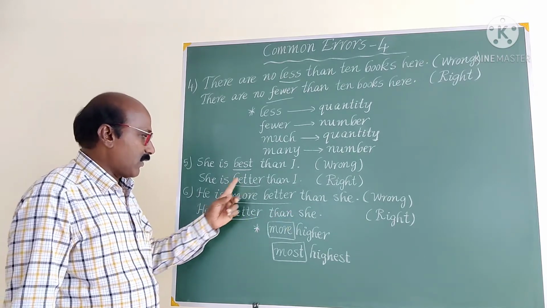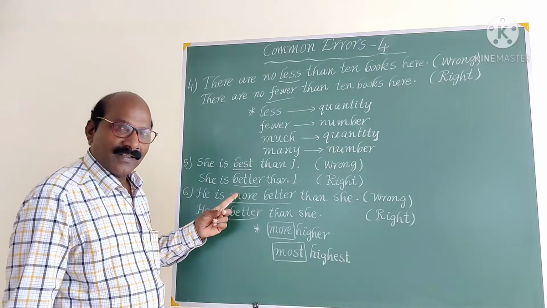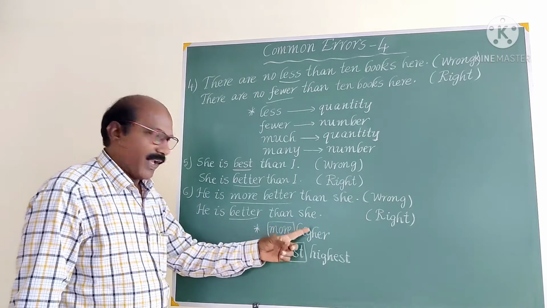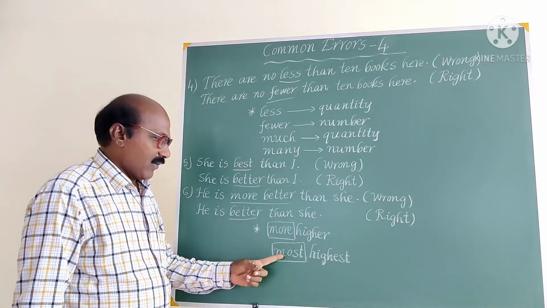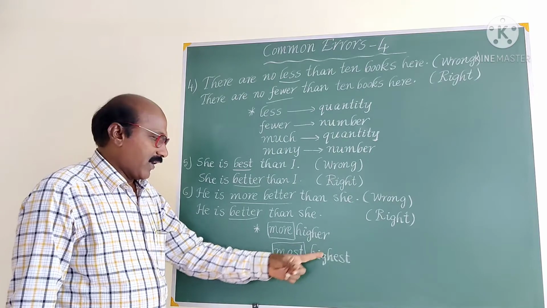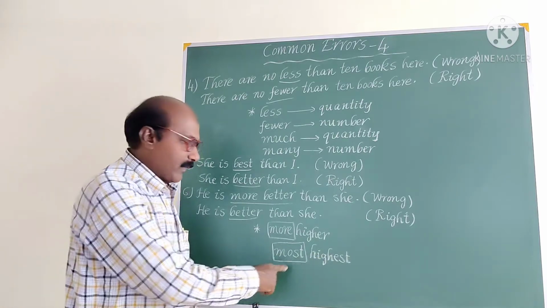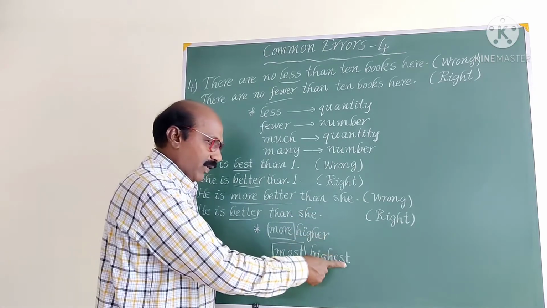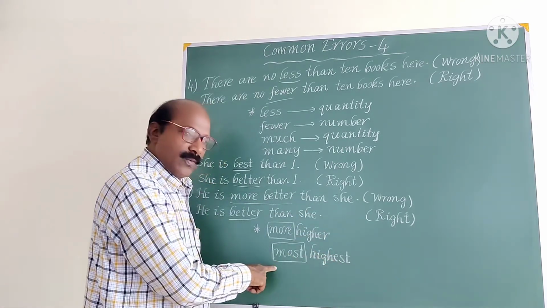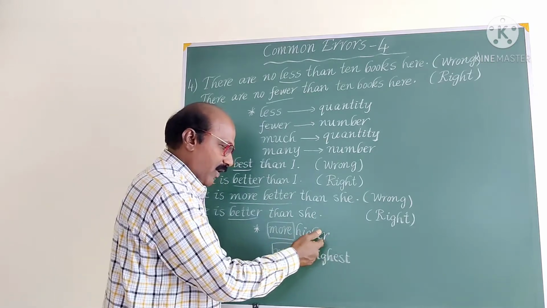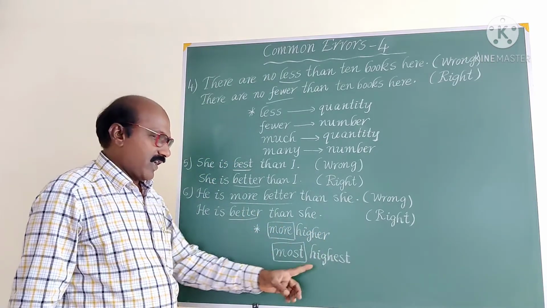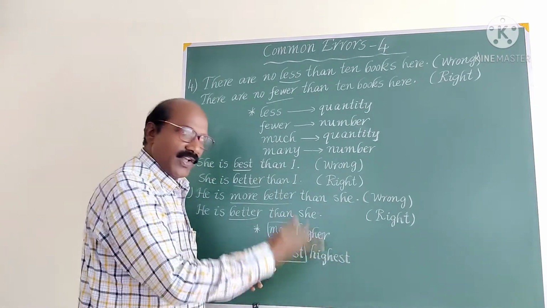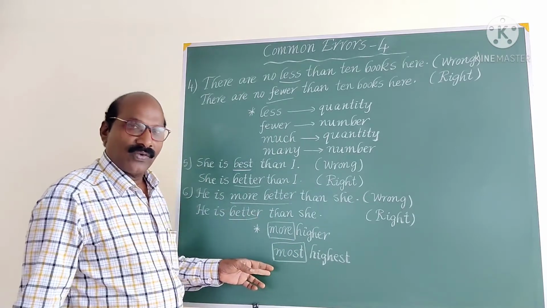Note that this word more is redundant. It is unnecessary. The use of double comparative, more higher, wrong, only higher. Most highest, wrong, only highest. That most refers to superlative and another EST form also refers to superlative. Use only one. Whenever we have the EST form, never use most. Whenever we have the ER form, never use more. Everest is the highest mountain in the world, but never say Everest is the most highest. Double superlative, no need to use.